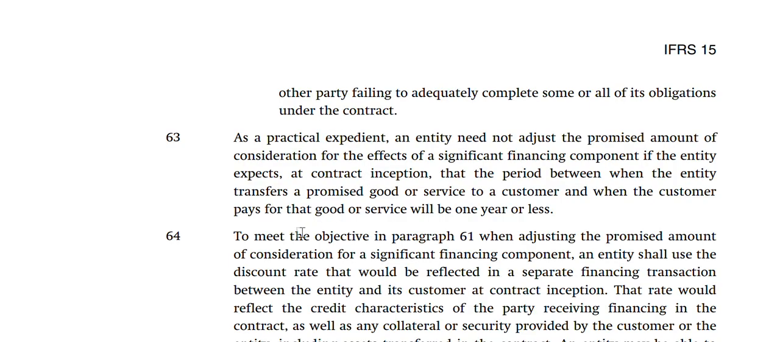Now, looking at paragraph 63. As a practical expedient, an entity need not adjust the promised amount of consideration for the effects of a significant financing component if the entity expects, at contract inception, that the period between when the entity transfers the promised goods or services to a customer and when the customer pays for those goods or services will be one year or less. So as a practical expedient, if the delivery of goods and the payment for those goods is within a year or less, then they do not have to take into account the financing component.